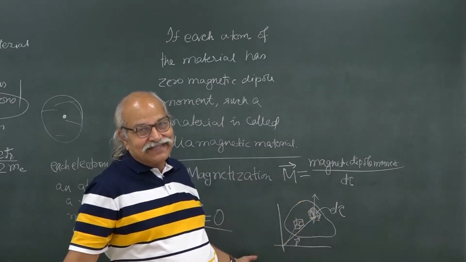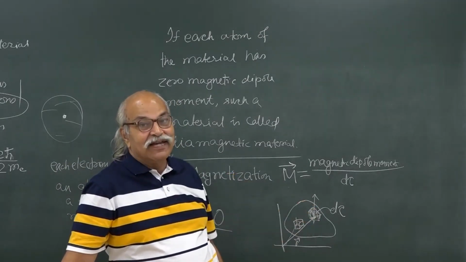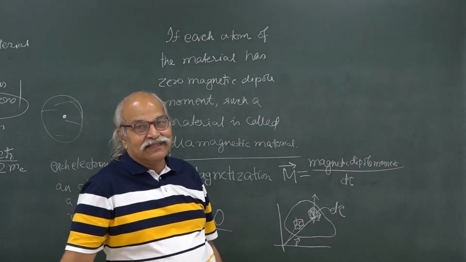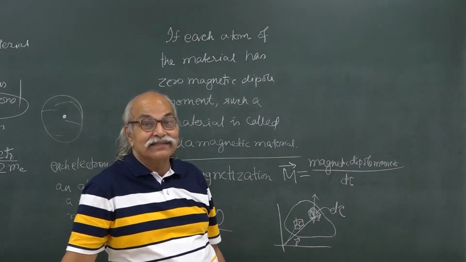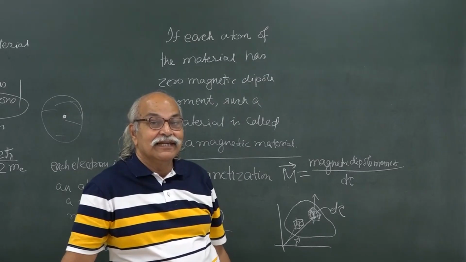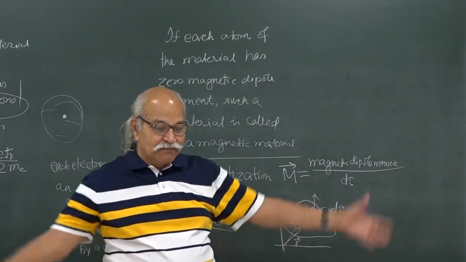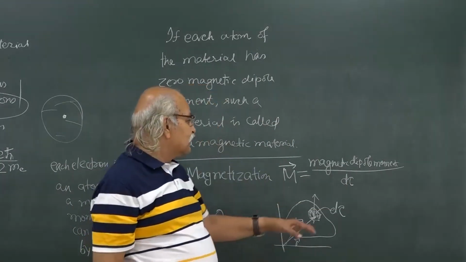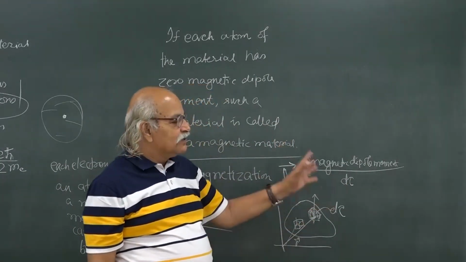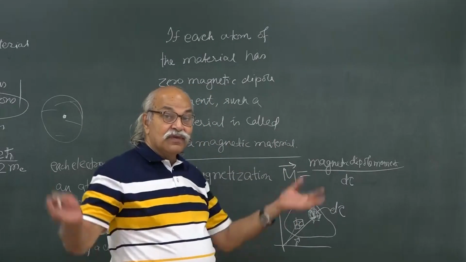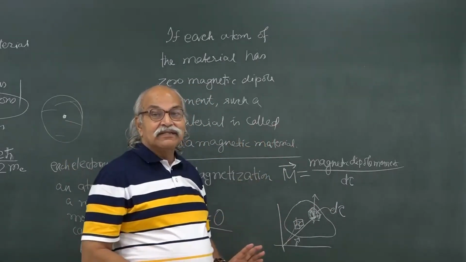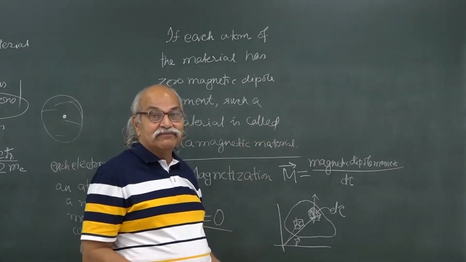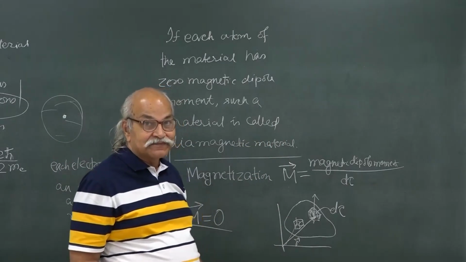So it is 0. What happens if this material is suddenly put in a magnetic field, or we bring in a magnetic field there? Around this material there is no magnetic field to start with, but now we bring in the magnetic field there, we switch on a magnetic field. What will happen?